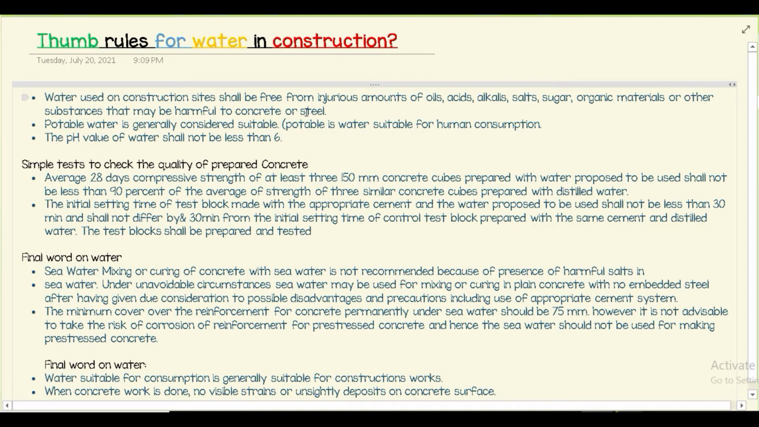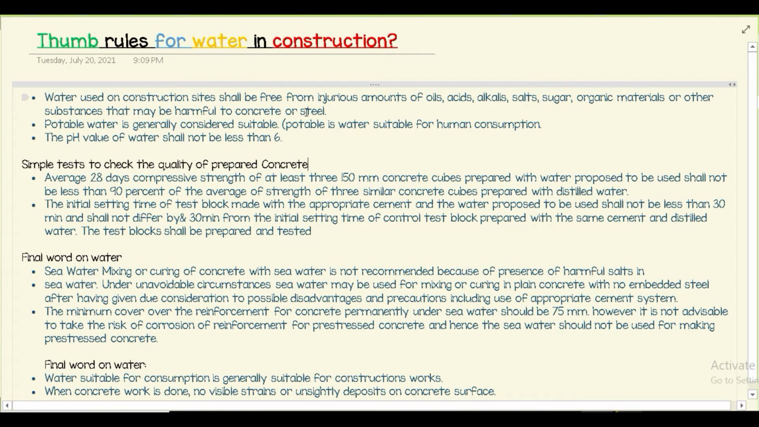Similarly, the second point says that potable water is generally considered suitable. So potable water is actually water which is good for human consumption, right? The usual water that we drink. So drinkable water or consumable water is considered the most suitable one for construction.